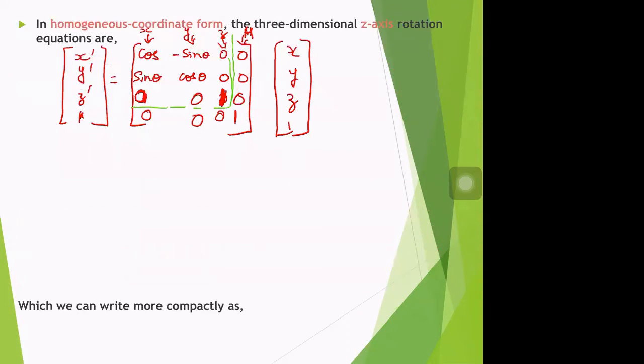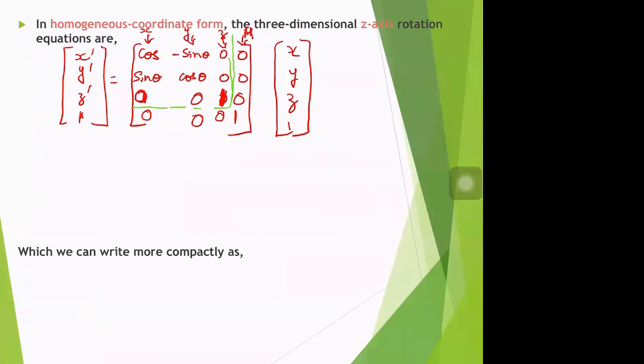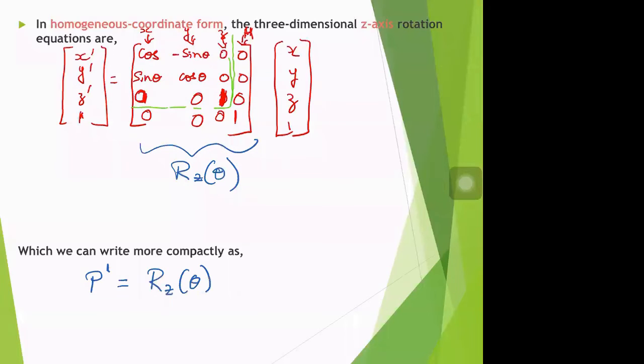Fine. Now, how can we write this more compactly? P dash is equal to, what is this? Rotation with respect to z-axis, Rz of theta into P. Theta is positive here. Hope you have understood this. I'll go to the next one.